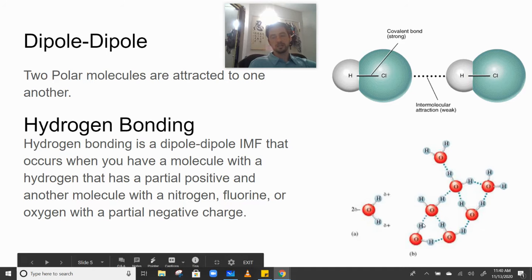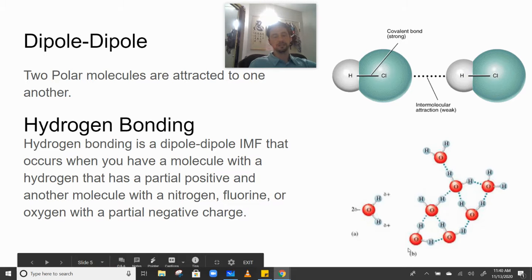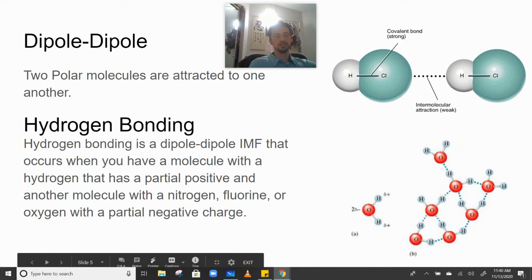So hydrogen bonds, these little dots. Oftentimes we represent intermolecular forces with dots because it's not a solid bond. It's an intermolecular force, so we put little dots. Okay. So if they ever asked you to draw an example of hydrogen bonding, it would look something like this, where oxygen has a slightly negative charge, and each hydrogen has a partial positive charge. Okay.